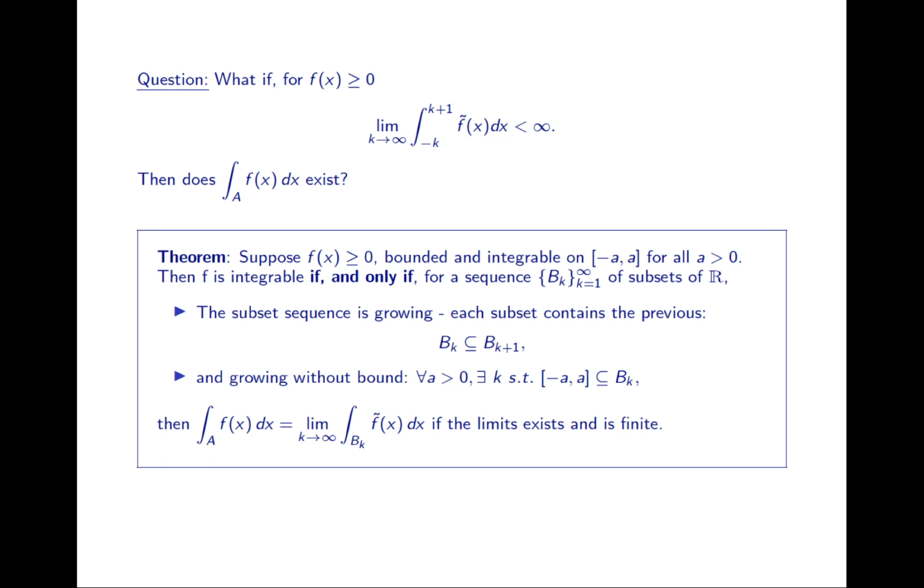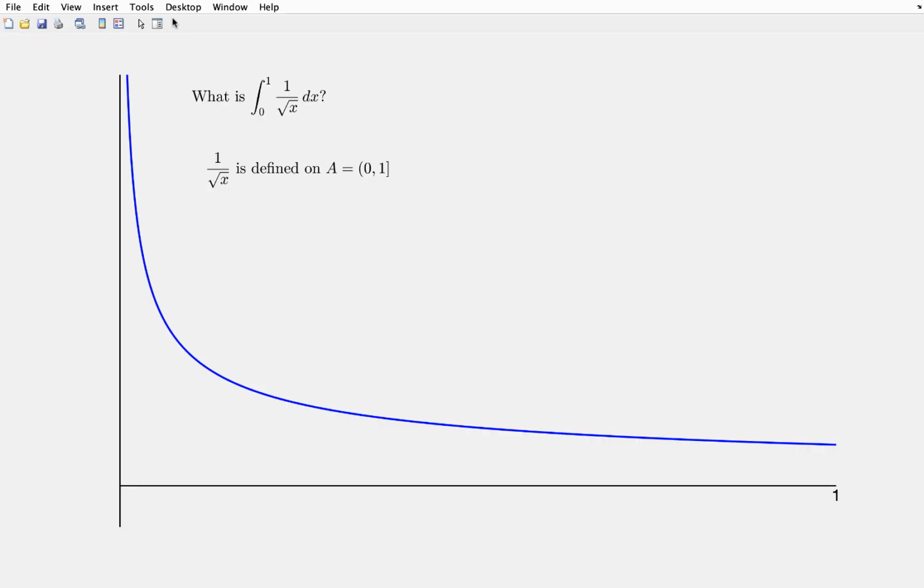So if the integral over bk exists and the limit as k goes to infinity, then we say that the integral of f over a exists. So now to return to the example that we looked at previously.